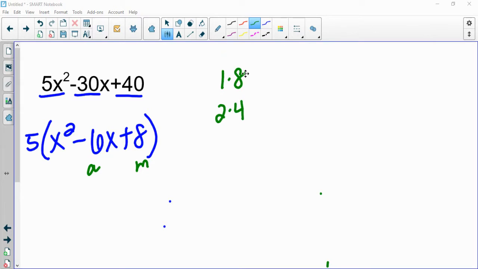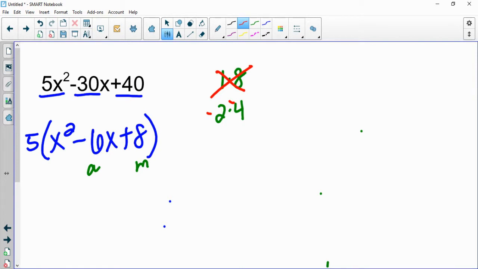If we just do 1 times 8, that's 8. If we add those together, that's 9. If the 1 is negative, that would give us 7. That's not negative 6. If we make the 8 negative, that would give us negative 7, which is also not negative 6. So 1 and 8 is out because we can't get a negative 6. Okay. Let's see. 2 times 4 gives us 8. And if I make both of them negative, negative 2 plus a negative 4, that's the same as negative 2 minus 4.